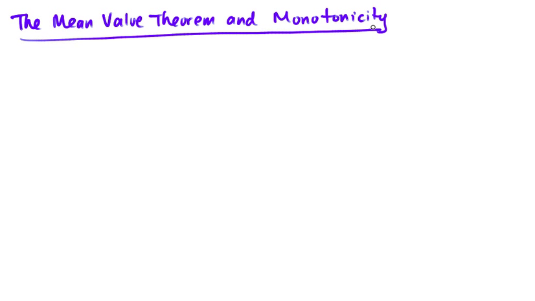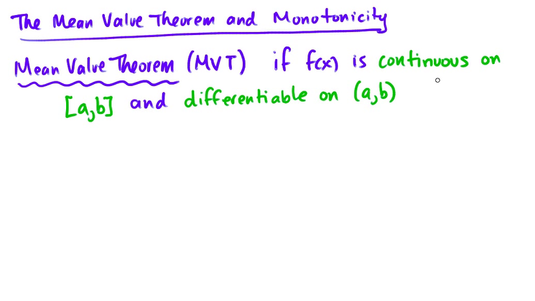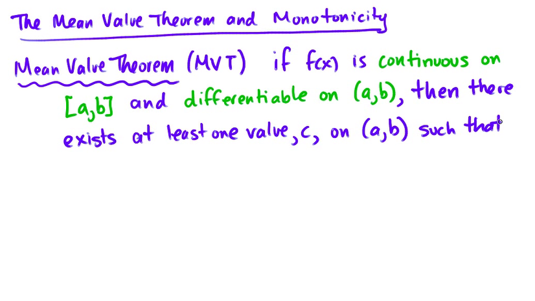The mean value theorem and monotonicity. Let's start with the mean value theorem. The mean value theorem, or MVT, states if you have a function that's continuous on a closed interval [a, b] and differentiable on the open interval (a, b), then there exists at least one value c on the open interval (a, b) such that the derivative at that c value is equal to the average slope.